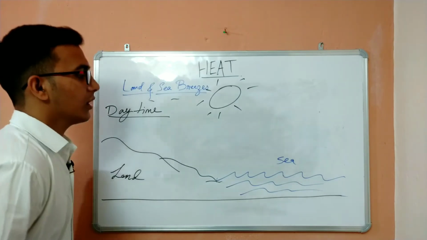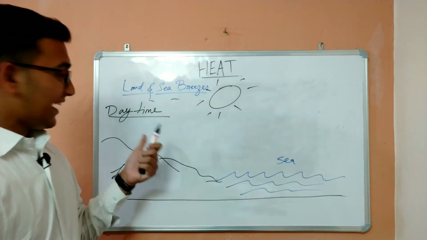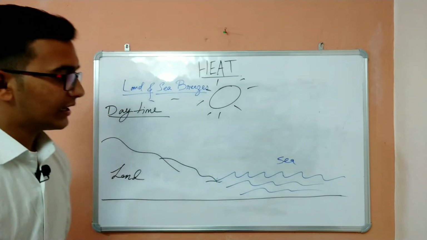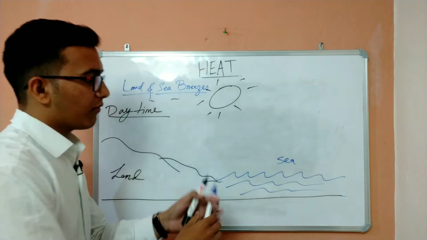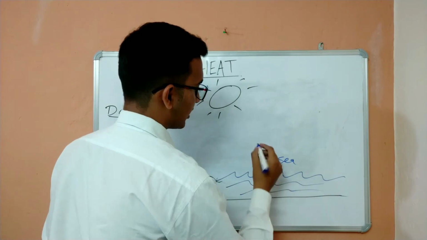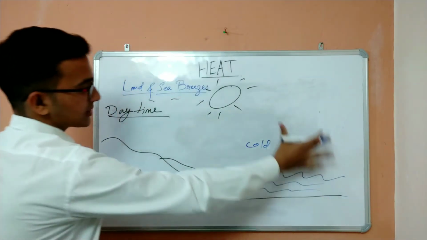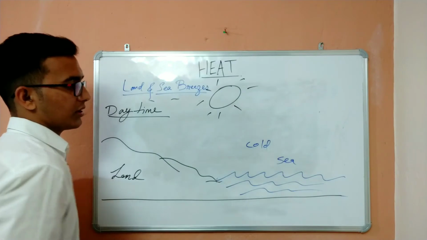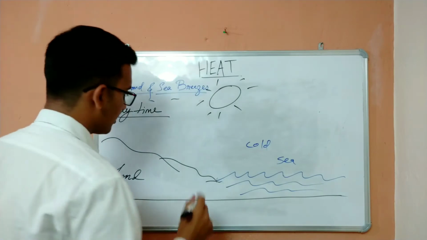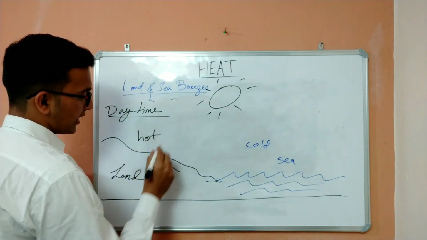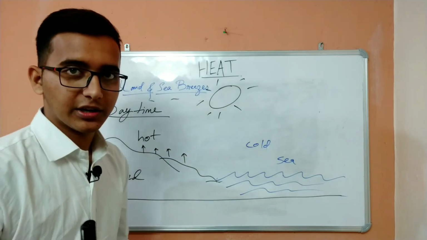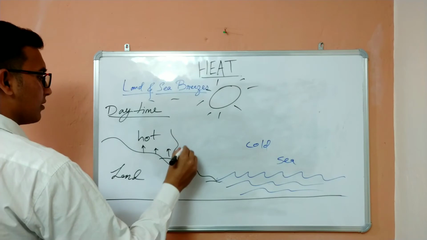land. Now, during daytime, because water has high heat capacity, it takes longer for water to get heated up. So the air above the water is still cold, or comparably cold to land, whereas the air above the land is comparably hot. Now, I said it earlier, hot air will always rise up.